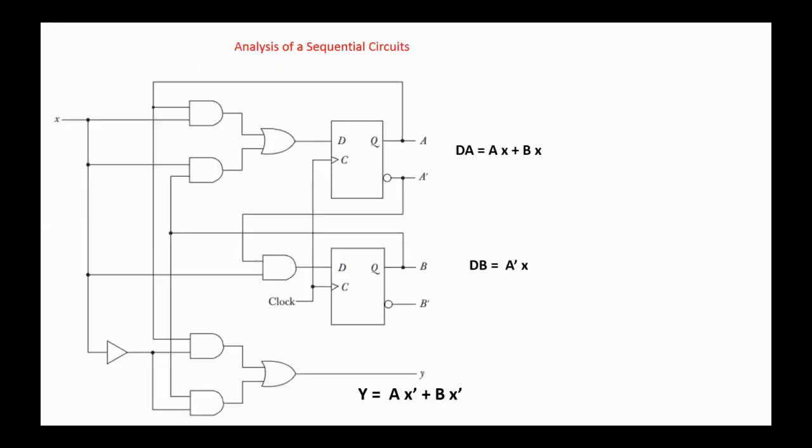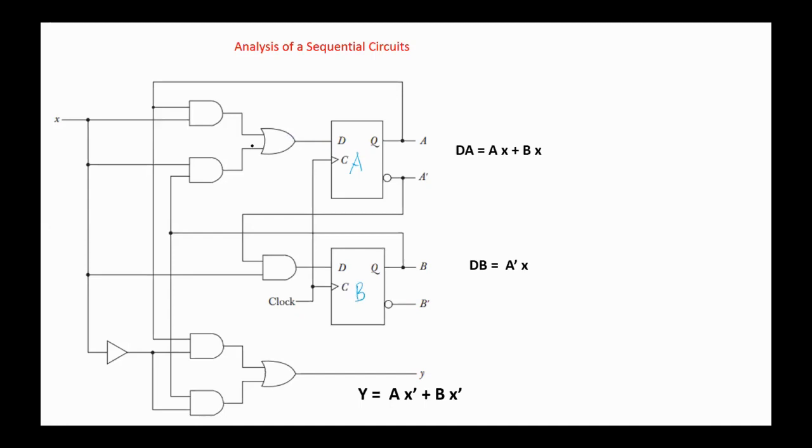Regarding the analysis procedure of a sequential circuit, in the analysis procedure, we usually have the circuit, and we need to derive the state diagram, the characteristic table, the characteristic equations, and if possible, the description of the circuit. In order to do that, here we find DA, here's the A flip-flop, and the B flip-flop.